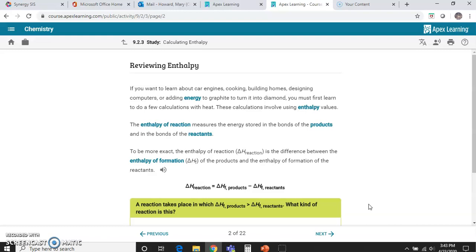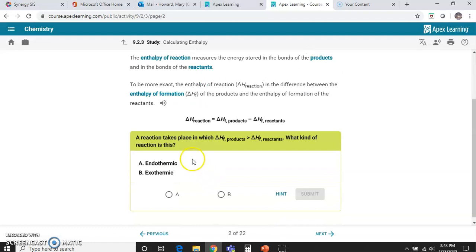We do some calculations. These involve enthalpy values. So again, we're going to be doing some math in this. The enthalpy of reaction measures the energy stored in the bonds of the products and the bonds of the reactants. To be specific, the enthalpy of reaction is the difference of the enthalpy of formation of the products and the enthalpy of the reactants. So you're subtracting. Take a reaction in which the enthalpy of products is greater than the enthalpy of reactants.